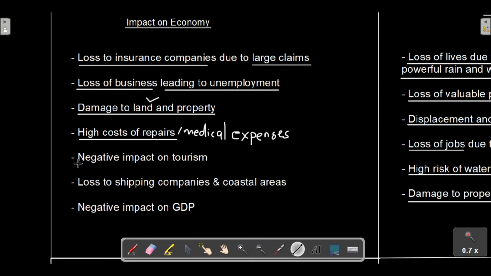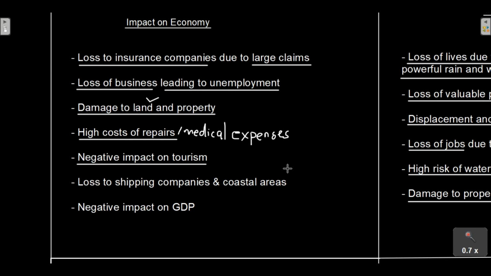There's also a negative impact on tourism. Each country has many tourist sites. But when it comes to tropical cyclones, they can damage almost anything, and it would look much worse. It would not look as good as it did before. So think of this, because tropical cyclones can result in mass movements.